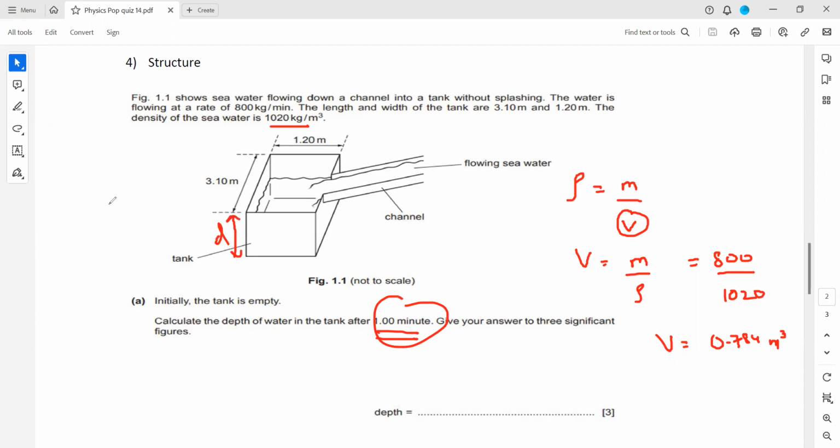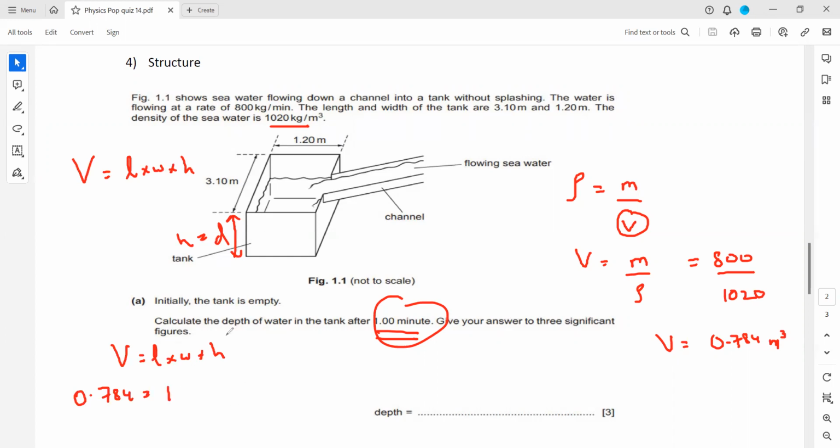for a rectangular cuboid, we have the formula that volume is equal to length multiplied by width multiplied by height. Height or depth, it's the same thing here. So length, width and height. Volume we have in the question, and the volume we calculated is 0.784.